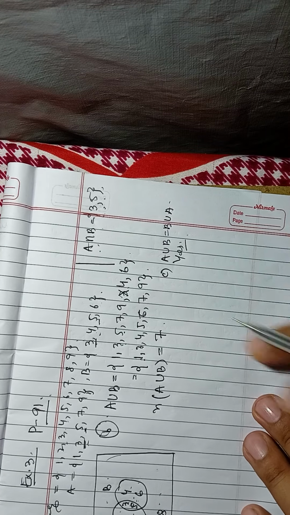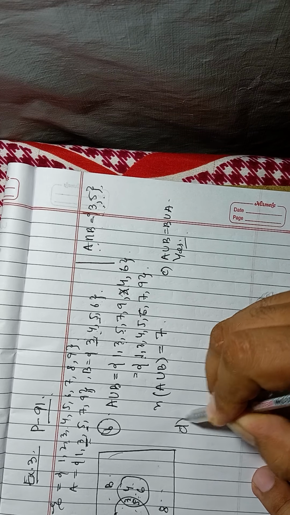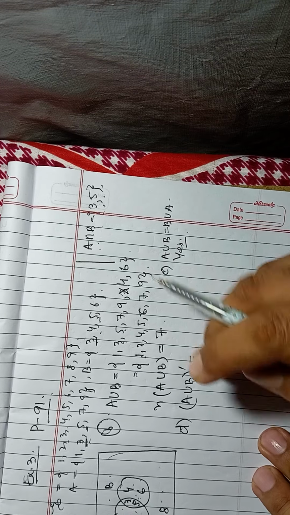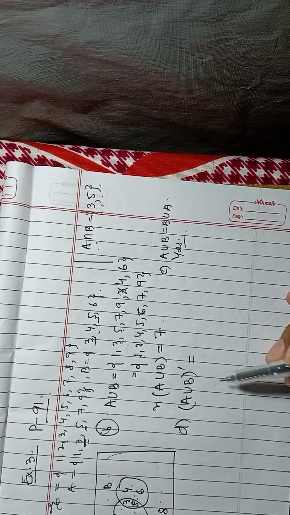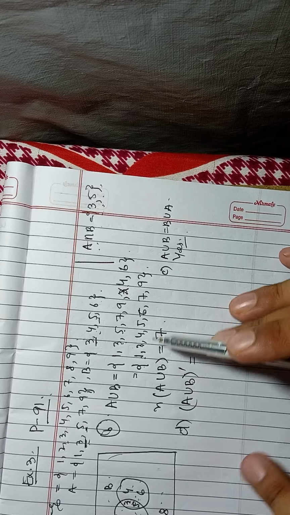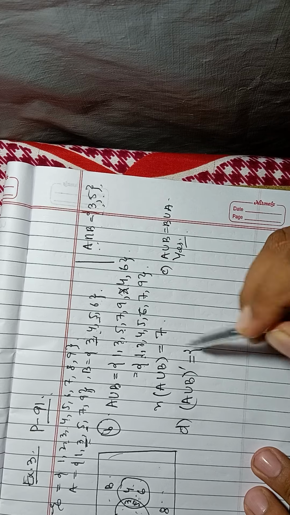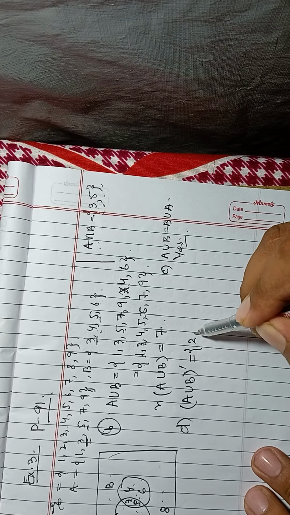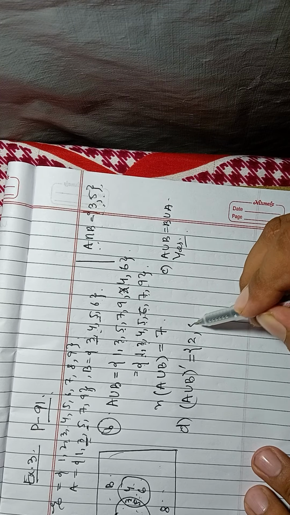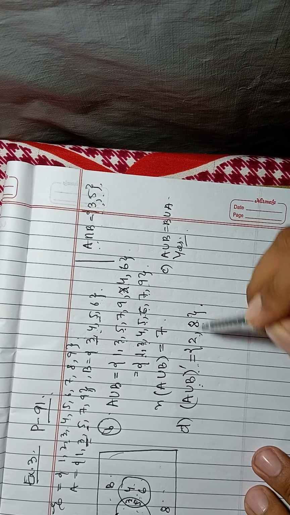Next is list complement of A union B. That is, from the universal set we should write those elements which are not in A union B. See, 1 is there, so we cannot write the 1. 2 is not there, so we can write 2. 3 is there, 4 is there, 5 is there, 6 is there, 7 is there, 8 is not there, so we can write 2 and 8. 2 and 8 is the complement of A union B.